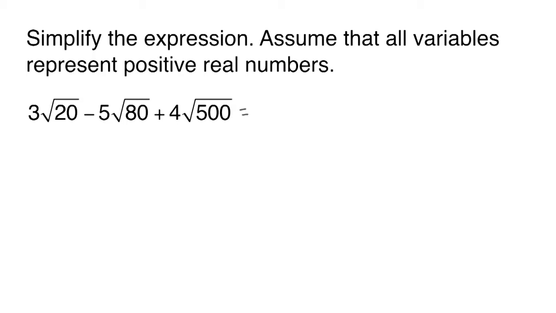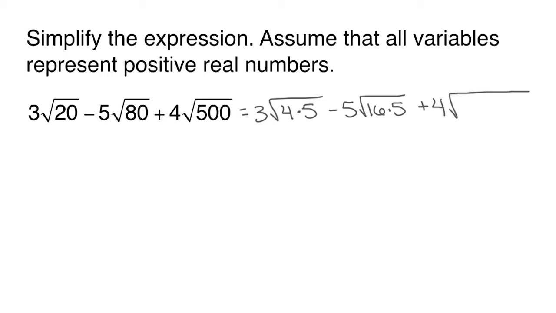3 times the square root of 20 we can rewrite as 3 times the square root of 4 times 5, where 4 is a perfect square factor. We're then subtracting 5 times the square root of 80. 80 factors to 16 times 5. And then we're adding 4 times the square root of 500, which factors as 100 times 5.